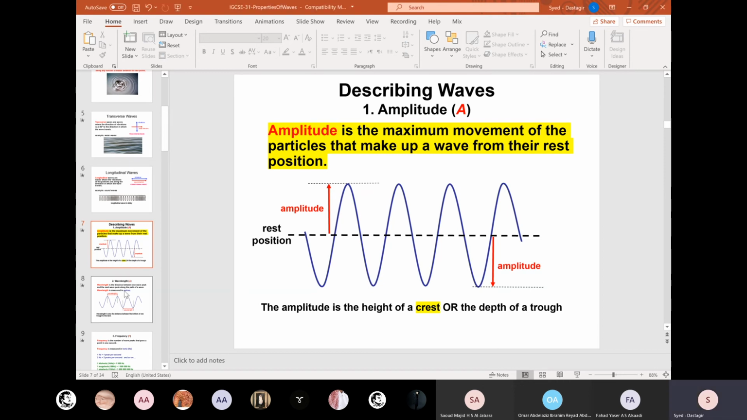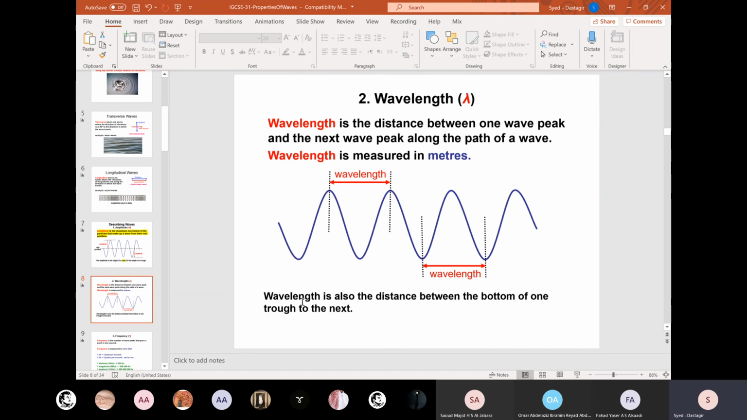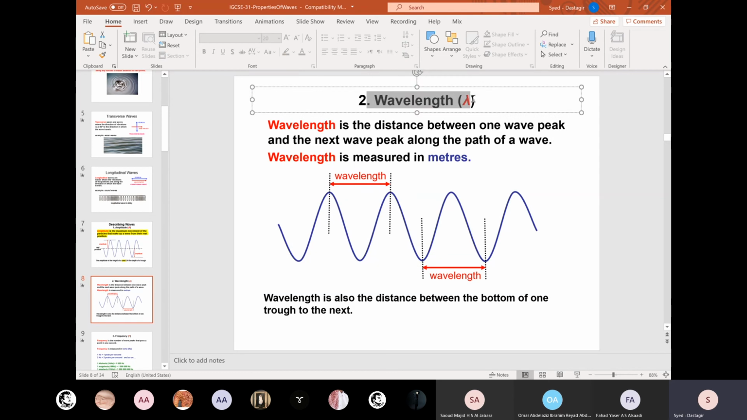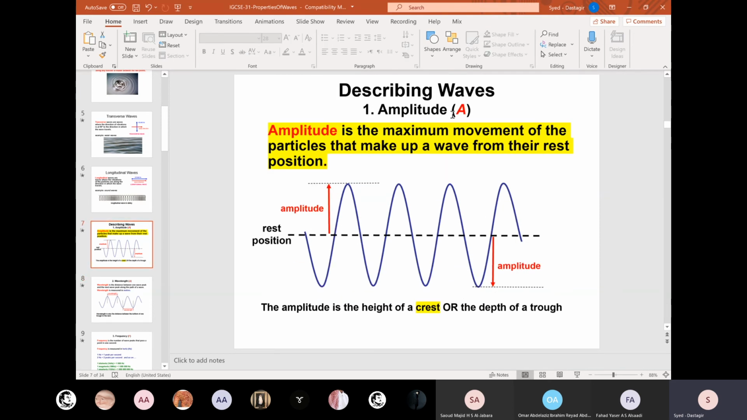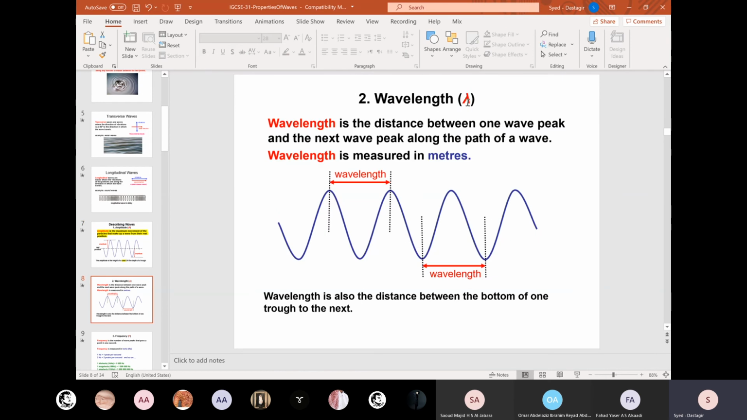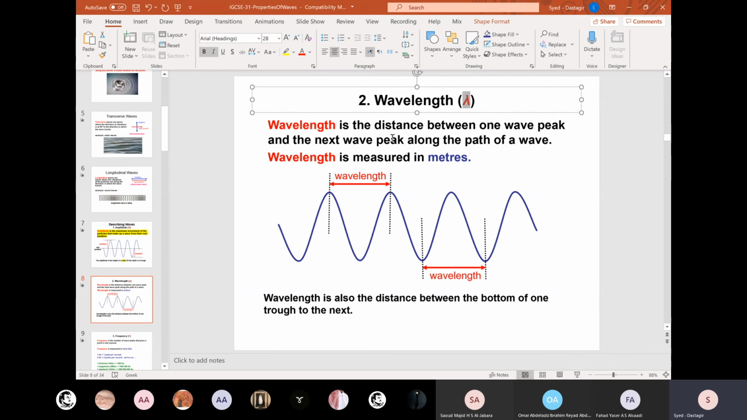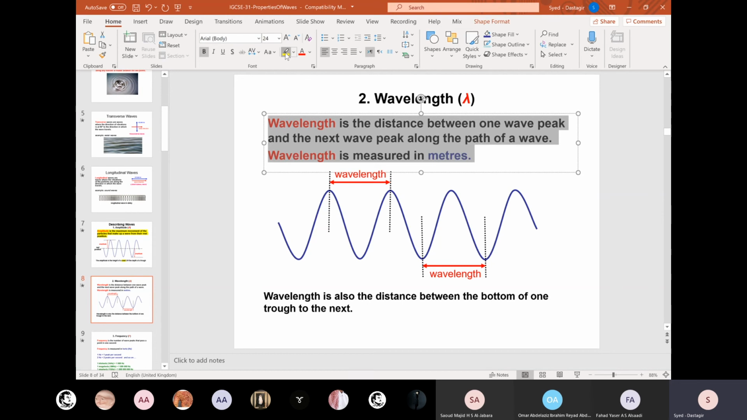Okay, moving on then. So the next thing to do on our wave is to label the wavelength. Now wavelength, yesterday I did mention it has this symbol. This is a Greek symbol. If you just quickly go back to amplitude, the symbol for amplitude is A. The symbol for wavelength is a Greek letter called lambda. Right, so wavelength is the distance between one wave peak and the next wave peak along the path of the wave. So we need to know that, and it's measured in meters. So from one peak to another peak, this is called wavelength.